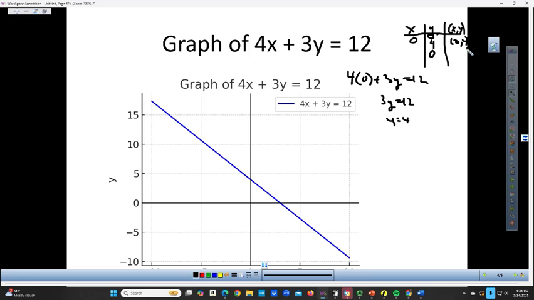So if I go to my origin, 0 tells me not to move left or right. I go up 4. We will see that this point is 0, 4. Okay. My x-intercept, 4x plus 3 times 0 equals 12. 4x equals 12. x equals 3. So my x-intercept is going to be 3, 0. And again, my 3 tells me to go 3 to the right. My 0 tells me not to move up or down. And therefore, that would be my x-intercept at 3, 0.